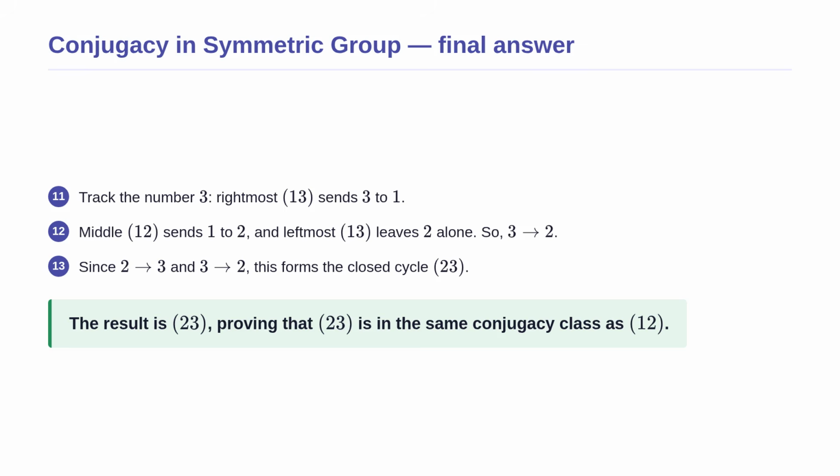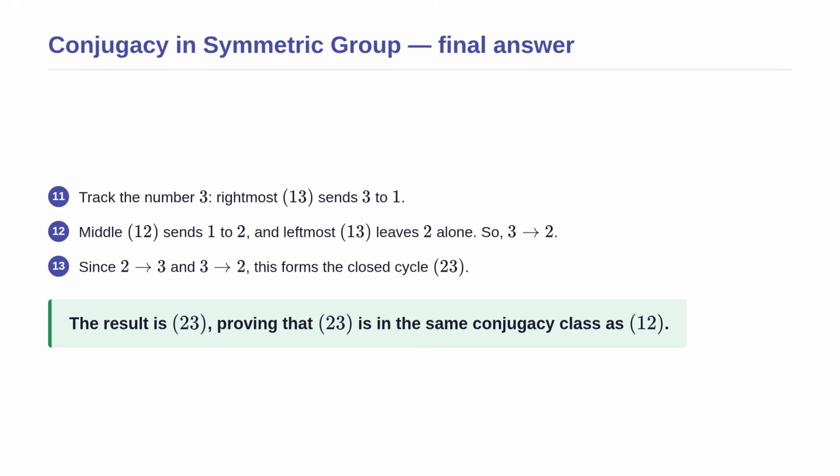Let us finish tracking our numbers. Finally, we track the number 3 through the sequence. The rightmost permutation sends 3 to 1. The middle permutation sends 1 to 2. The leftmost permutation leaves 2 alone, meaning 3 ultimately goes to 2. Since 2 goes to 3 and 3 goes back to 2, this forms the closed cycle (2 3). This calculation proves that the swap (2 3) is in the same conjugacy class as (1 2).